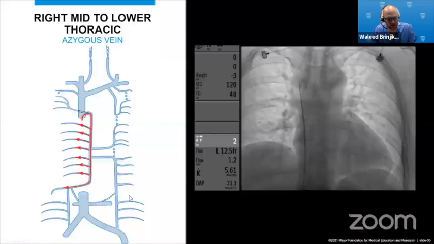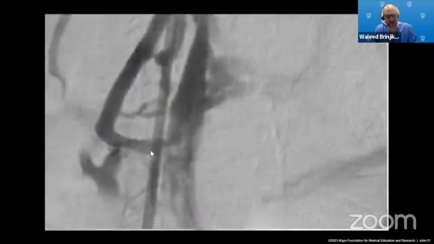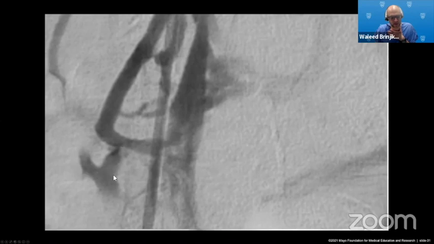I'll show you what I like for the Onyx cast. So this is a close up: epidural plexus, the vein in the foramen, the ring, and some of the paraspinal veins. And this is a perfect Onyx cast. There's lots of Onyx in the foramen, some in the epidural plexus, and some in these little veins here.